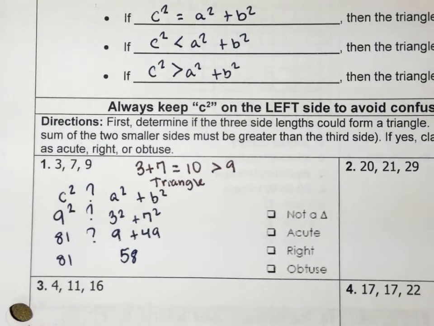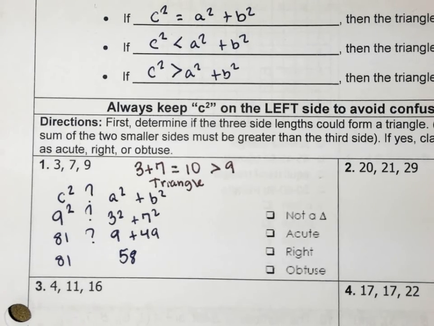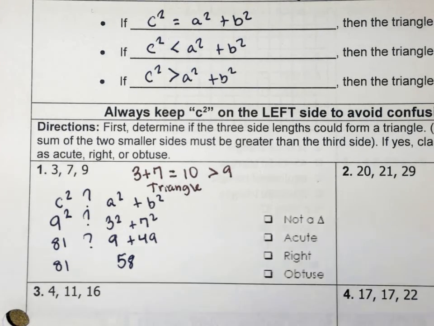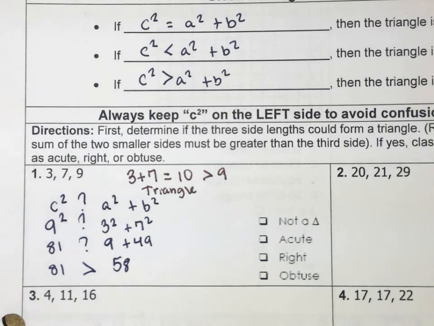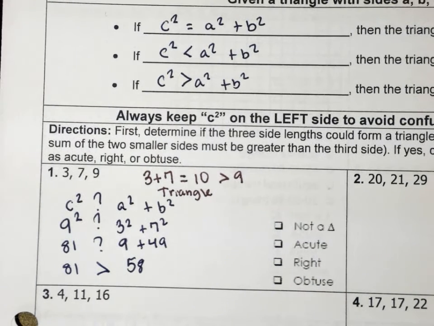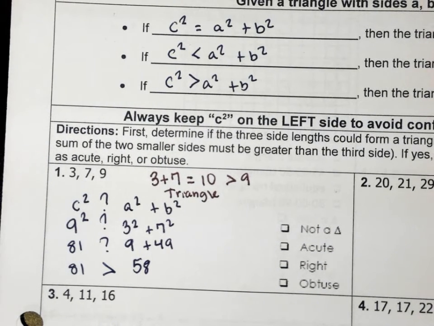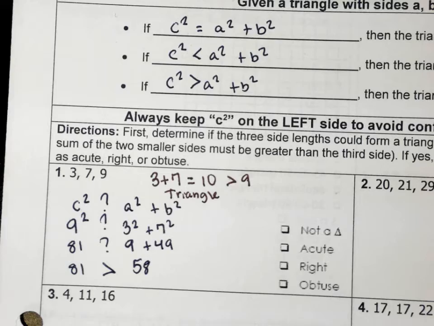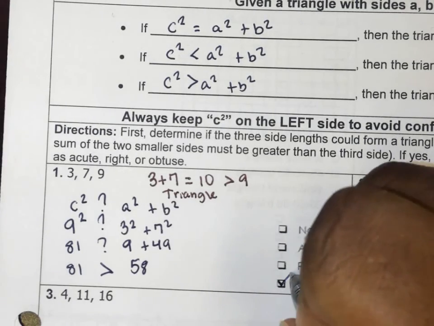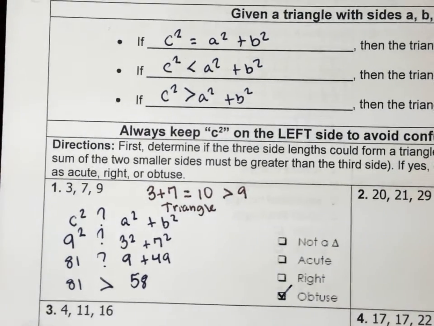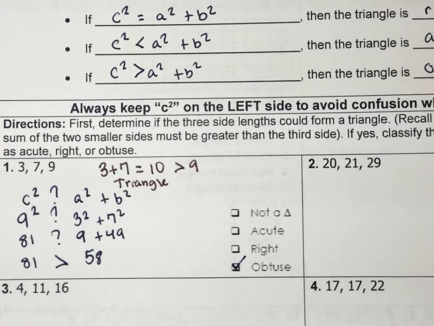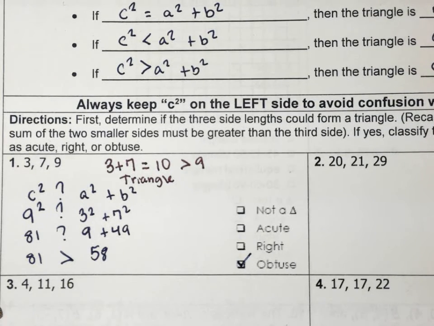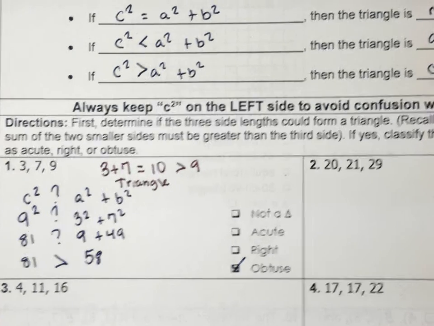And then from there, I'm reading the sides to decide which sign I'm putting there. 81 is what, than 58? Greater than. Since 81 is greater than 58, what kind of triangle do we have? Look at the stuff up top. Obtuse. That is how you check to see if your triangle is obtuse, acute, or right.